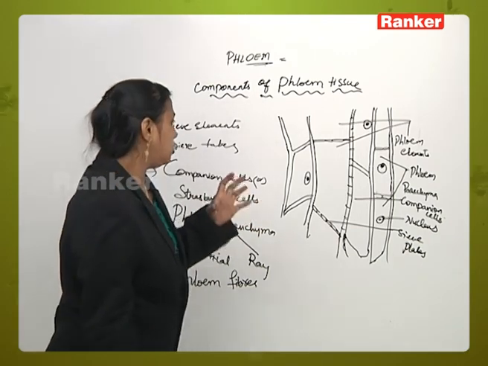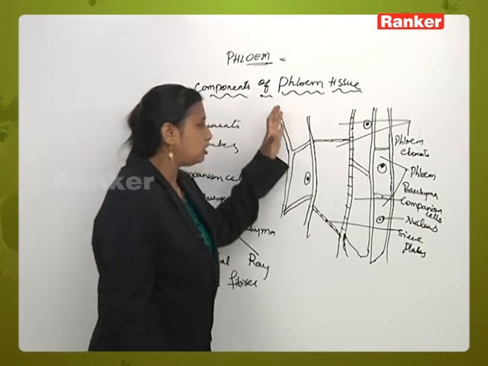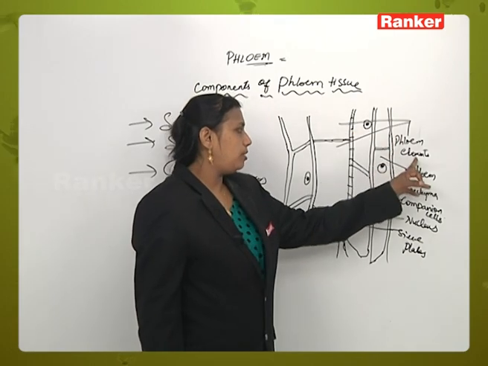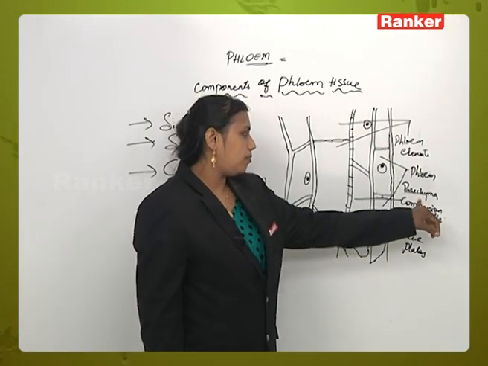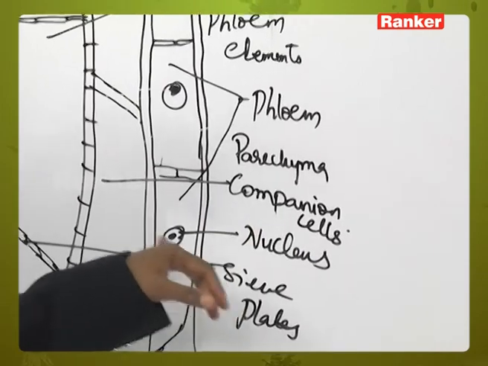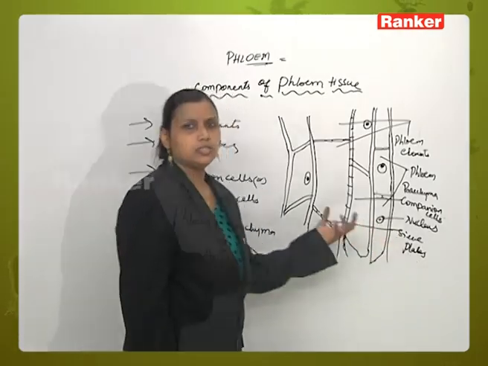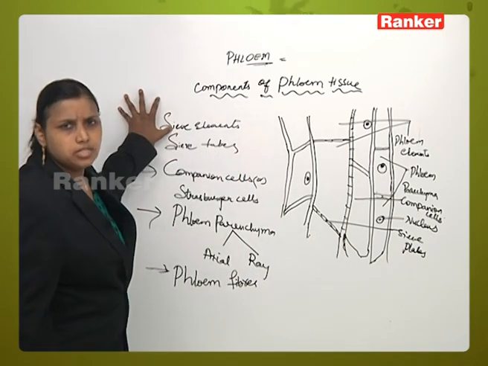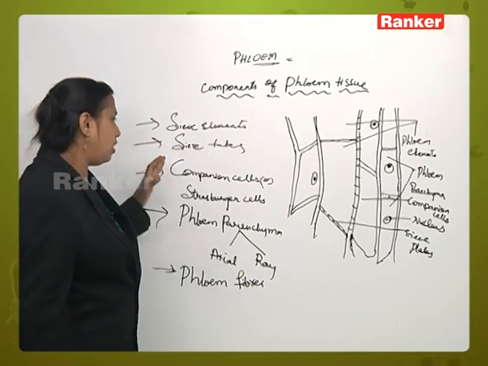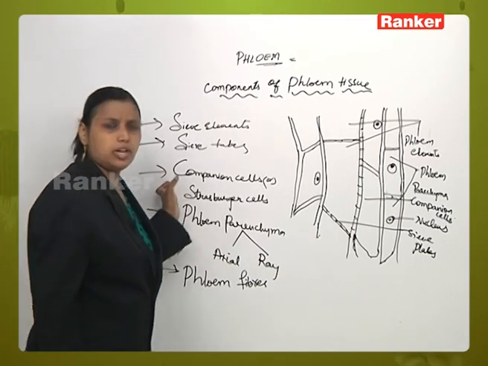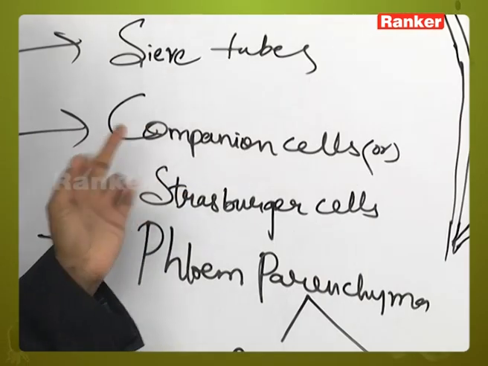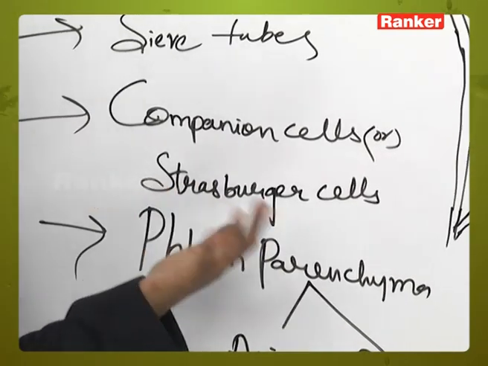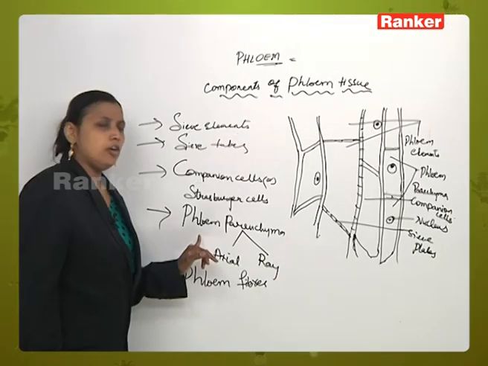Before going there, we will see here the diagram of the phloem tissue, where you will see the phloem elements, the phloem parenchyma, the companion cells, the nucleus and the sieve plates. The different components of the phloem are the sieve elements, the sieve tubes, and the companion cells, which some anatomists also call Strasburger cells, because the anatomist Strasburger also identified them. Next is phloem parenchyma.